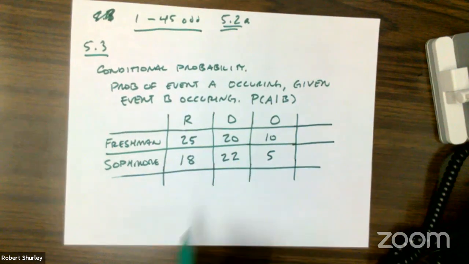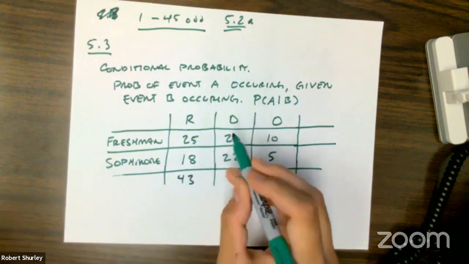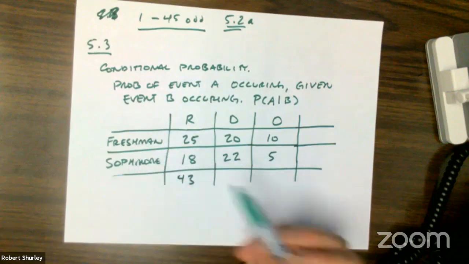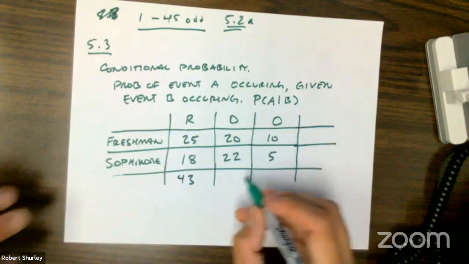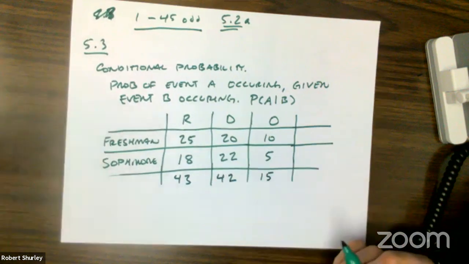Okay, so if I add these up, the people that just say they're going to vote Republican, let's see here. 25 plus 18, that's 43, right? 43 told us they're going to vote Republican. Doesn't matter if they're freshman or sophomore. Democrats, 42. And then others, 15, right?